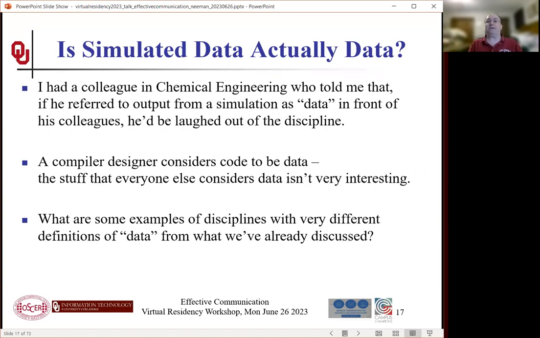Okay, is simulated data data? So many of us have helped researchers run simulations, right? A simulation produces output. Is that output data? Okay, you're all saying yes. I'm going to tell you what the chemical engineer told me. Not just that the answer is no, but that if he referred to the output of the simulation he wrote as data instead of as simulated data, he would be laughed out of the conference.